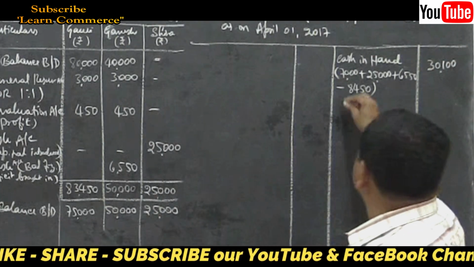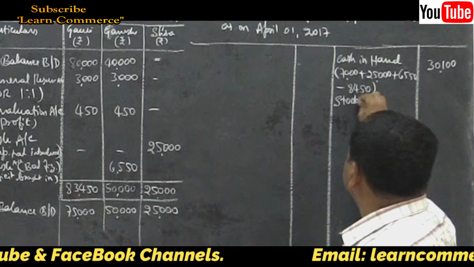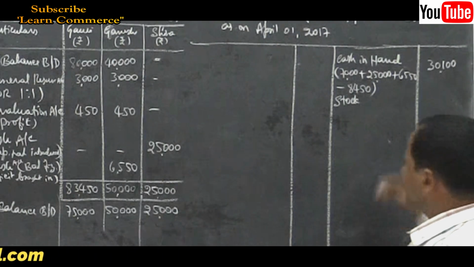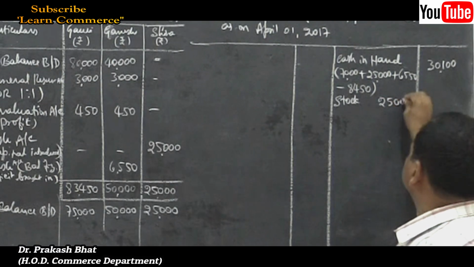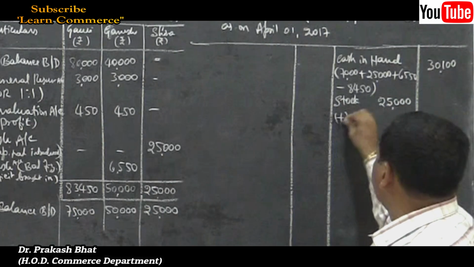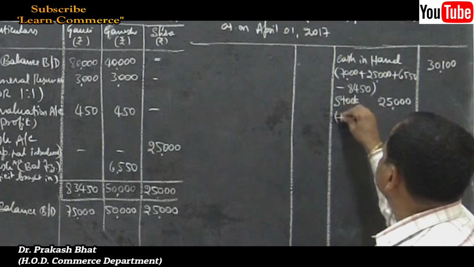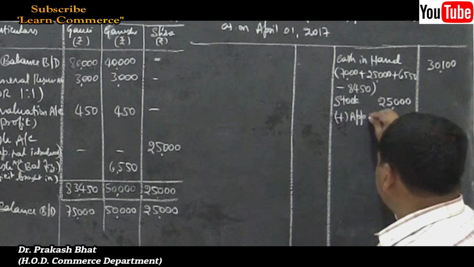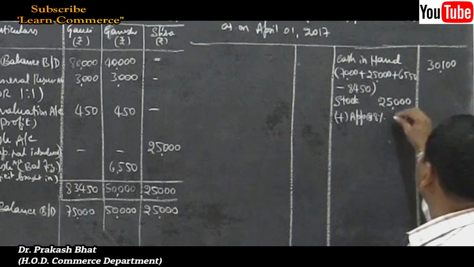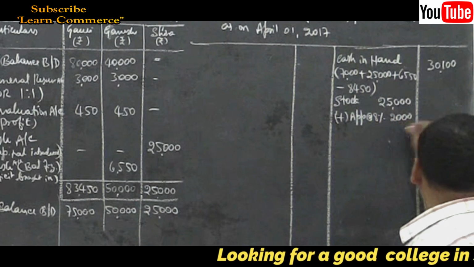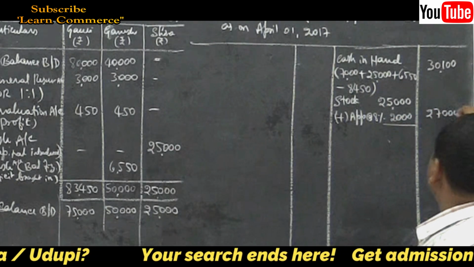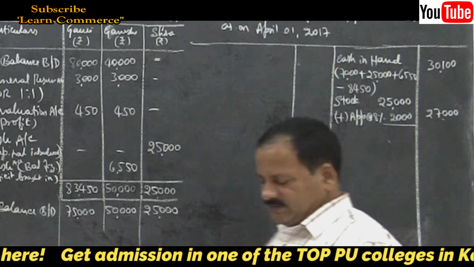Then stock, 25,000. Add appreciation at the rate of 8%. How much? 2,000. So 27,000.